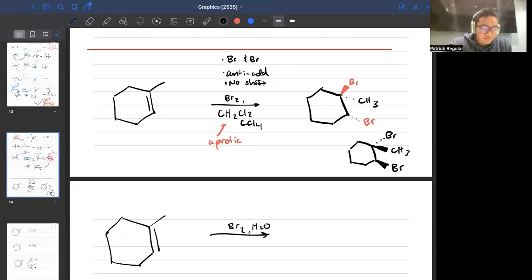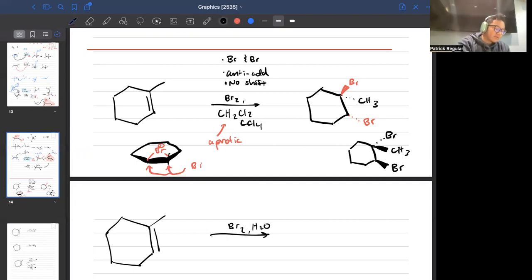Actually, I don't need to add anything. Either one will be accepted because you just need to show that it's anti-addition. And just to give you a little bit of what we're trying to look at, let's draw the Haworth structure for this cyclohexene. Br is added on one plane as a bromonium ion, and the other Br has to attach somewhere on the opposite end. Doesn't matter which one, but it adds on the other end. You just have to show that's anti-addition. That's all you have to do.